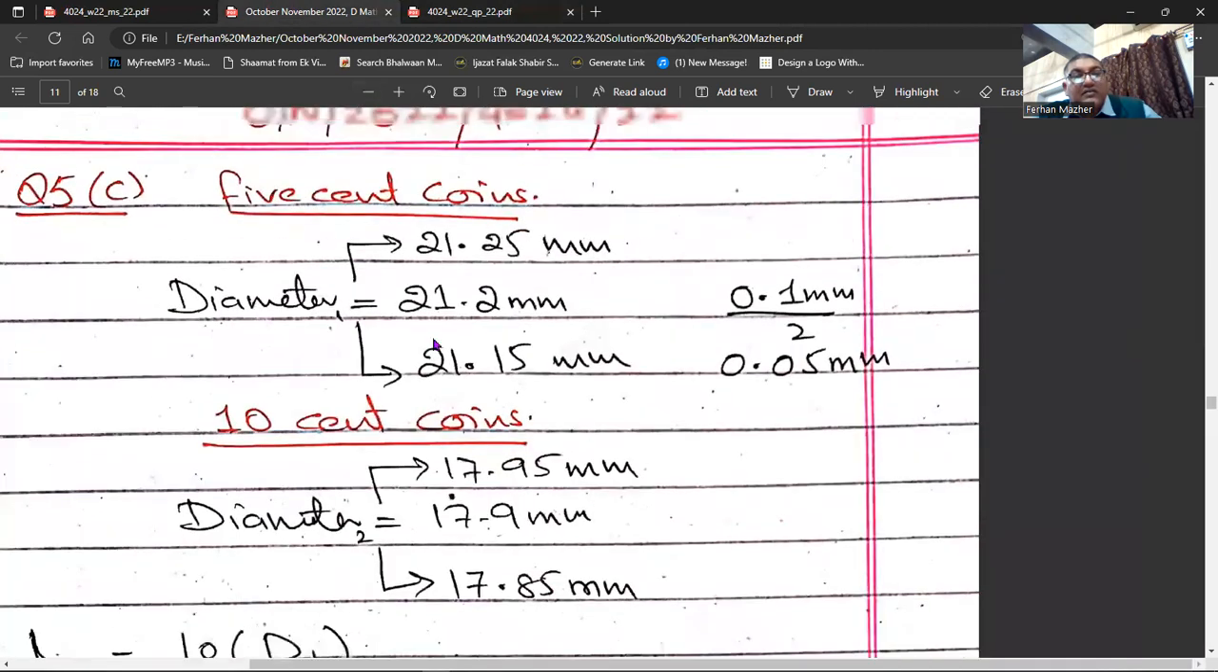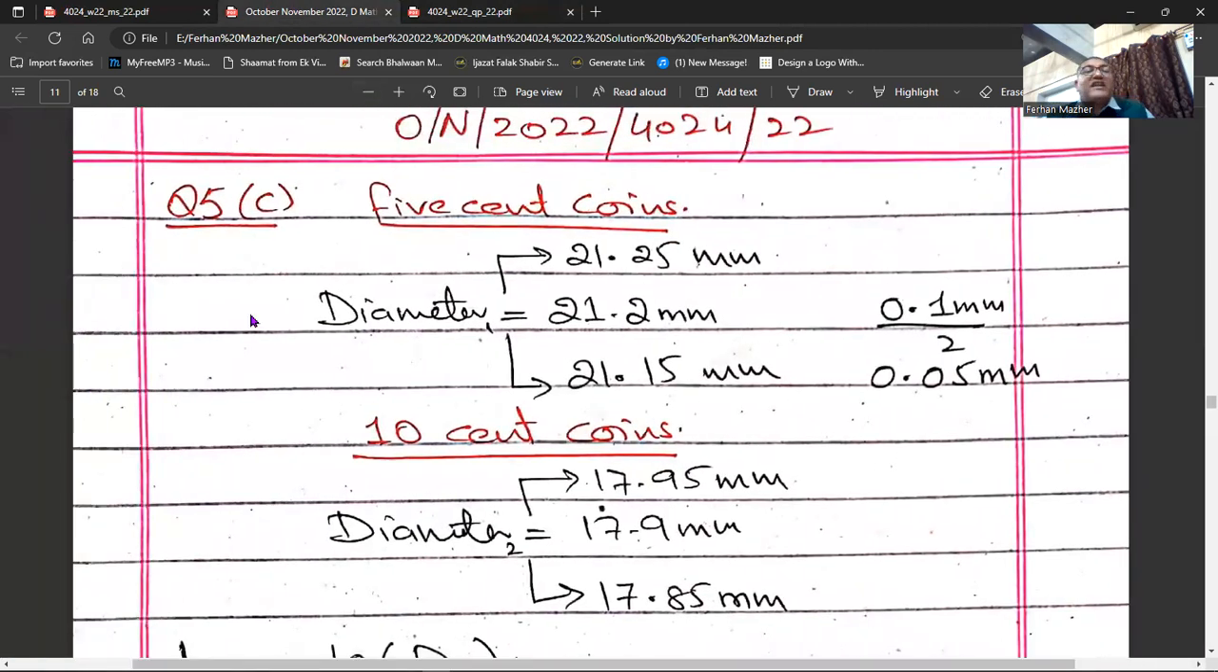And here we go. For the 5-cent coins, the diameter is 21.2 millimeter. This is correct to 0.1 millimeter, so divided by 2, you get 0.05 millimeter. So 21.2 add 0.05, you get 21.25 millimeter. That's the upper bound. And 21.2 subtract 0.05, you get 21.15 millimeter. This is the lower bound. For the 10-cent coins, that is 17.9 millimeters. When you add 0.05 to it, you get 17.95, and when you subtract 0.05 from 17.9, you get 17.85 millimeter. So I know the upper bound and lower bound of both the diameters.